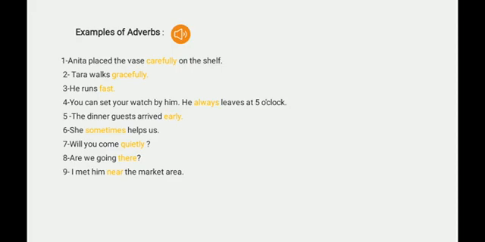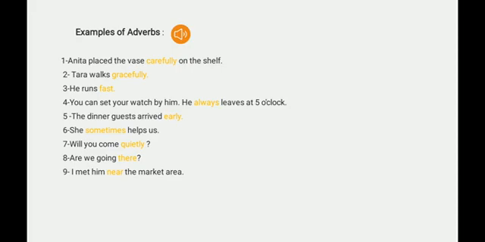Let us come to the second question. Tara walks gracefully. How does Tara walk? Tara walks could have totally made sense, but then when you add gracefully, you are adding more meaning to the sentence. So you are adding adverb. You're doing that gracefully. He runs fast. Another same kind of example where he runs is totally making sense, but when you write fast, it adds more meaning to the verb. Fine.